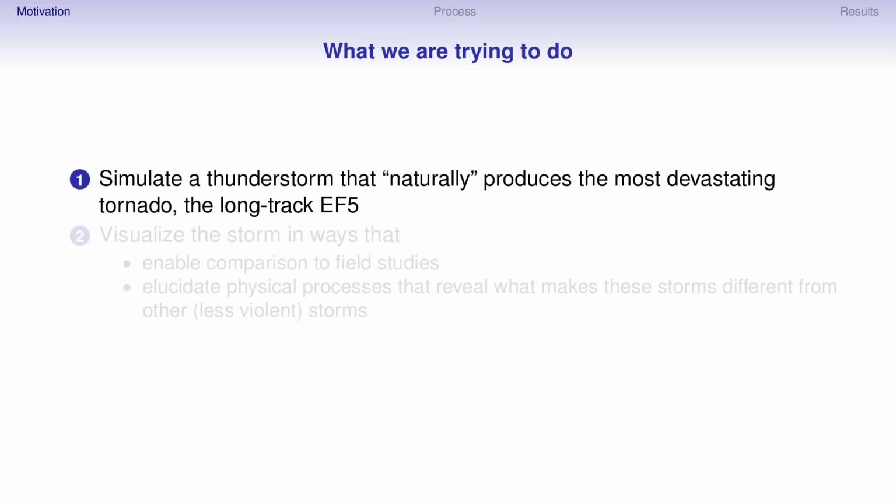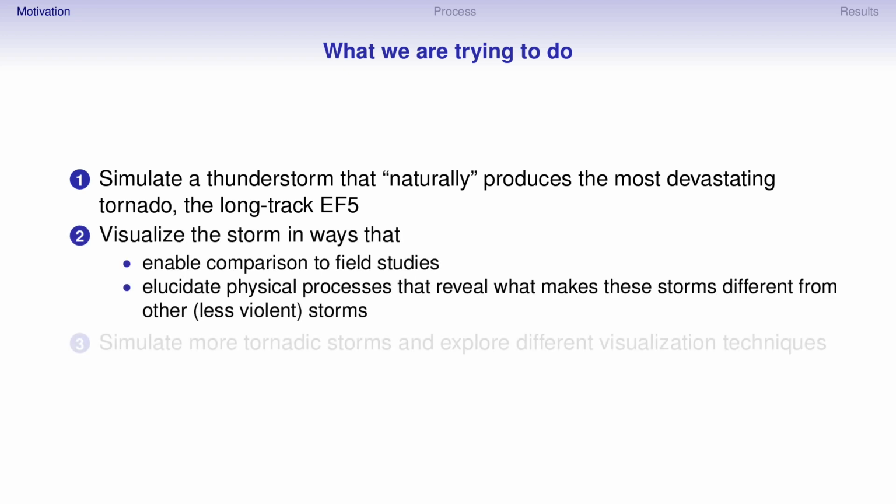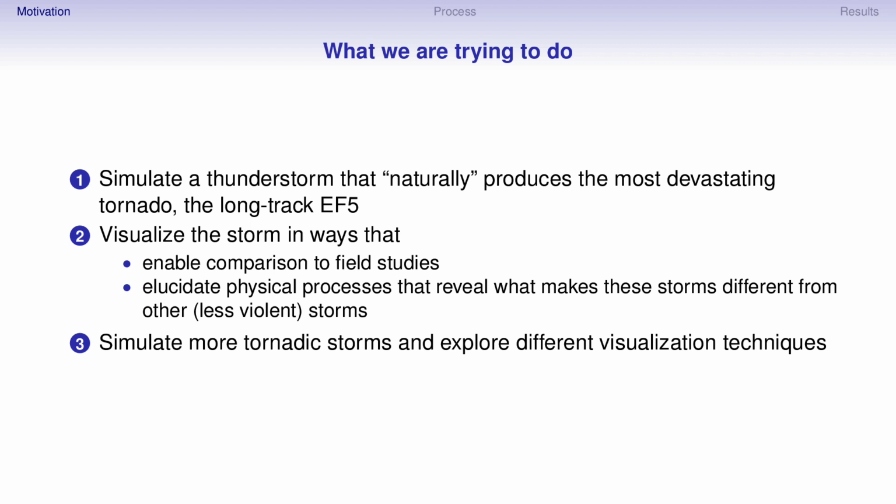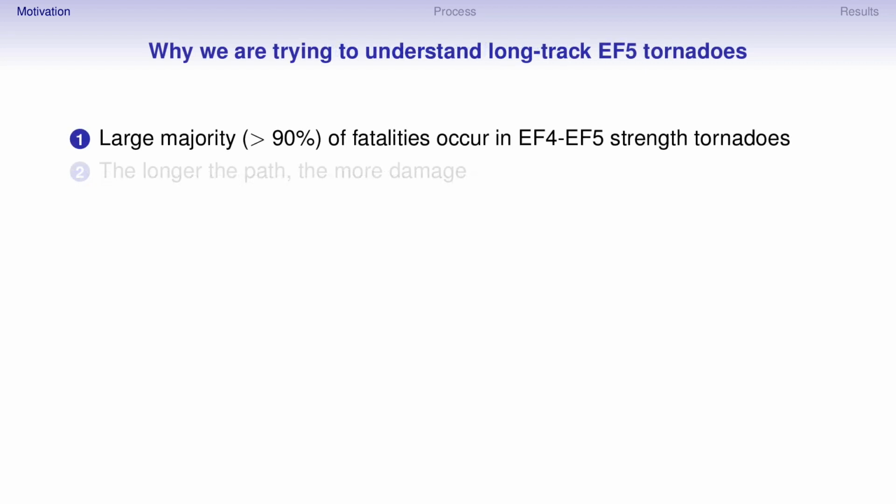So what we want to do is simulate a thunderstorm that, quote-unquote, naturally produces the most devastating tornado, a long-track EF5. And by naturally, I mean I'm simulating a supercell. I shouldn't have to tweak anything to get it to form. And that's what happens. Then I want to visualize the storm in ways that enable comparisons to field studies, as well as exploit the fact that we have all the data at all the grid points, and we can see things in the model that we might not be able to see with remote sensing. And then I want to do this for more storms than just the 2011 El Reno storm.